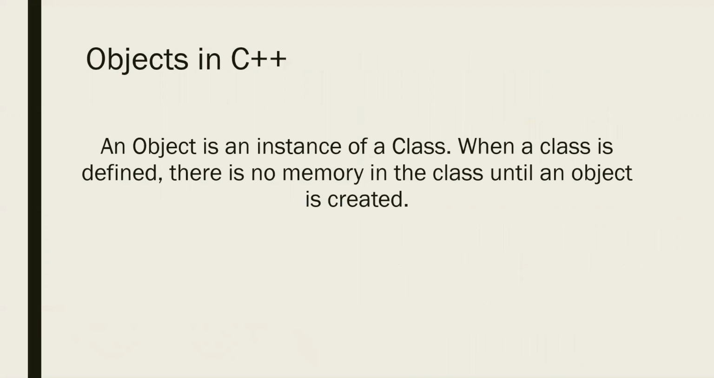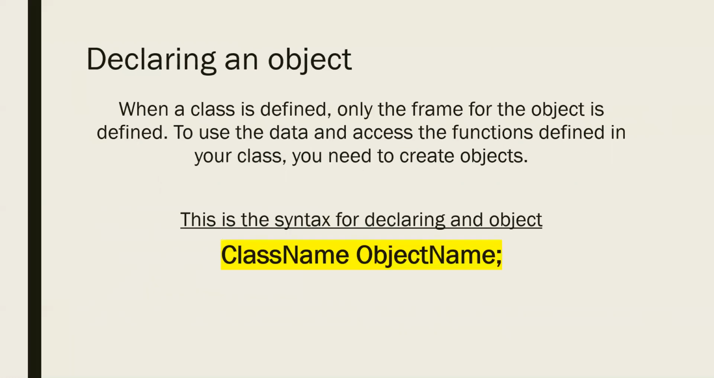Now, let's talk about objects. The definition of an object, put simply, is that an object is an instance of a class. When a class is created, there is no memory until you define an object. This is how to declare an object. When you create your class, there's just a frame for your object. The object is empty until you define it and give it a purpose.